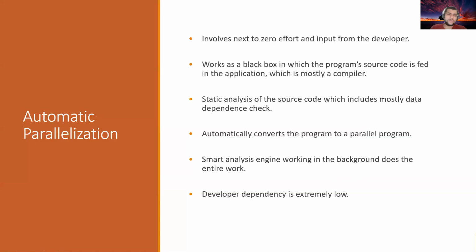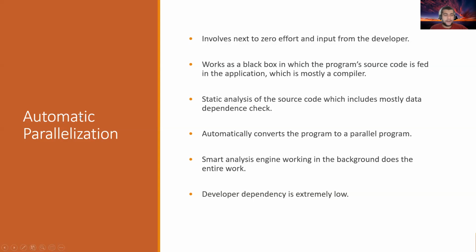So let's just quickly go through automatic parallelization. This basically involves next to zero effort and input from the developer. All the developer does is take the code, shove it into a tool, and the tool spits out parallel code. That's all. So it works as a black box in which the program source code is fed into the application, which is mostly a compiler. This is an important point: it is mostly a compiler.